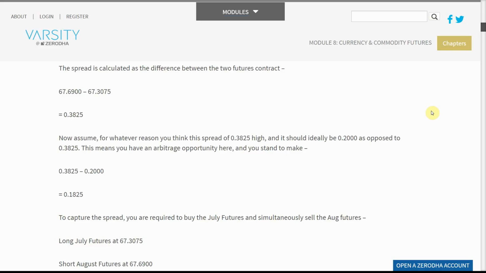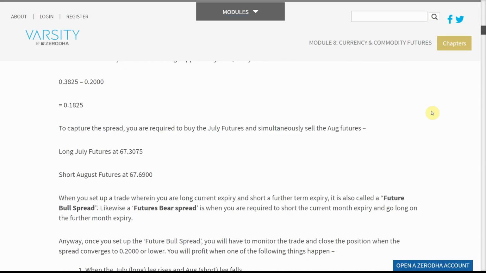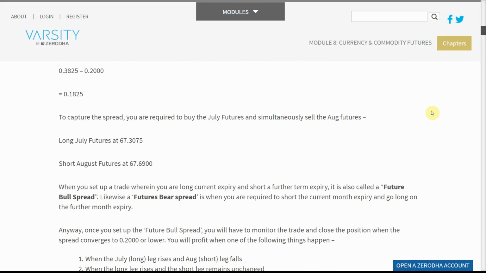This means you have an arbitrage opportunity here, and you stand to make 0.3825 minus 0.2000 equals 0.1825. To capture the spread, you are required to buy the July futures and simultaneously sell the August futures. Long July futures at 67.3075. Short August futures at 67.6900.